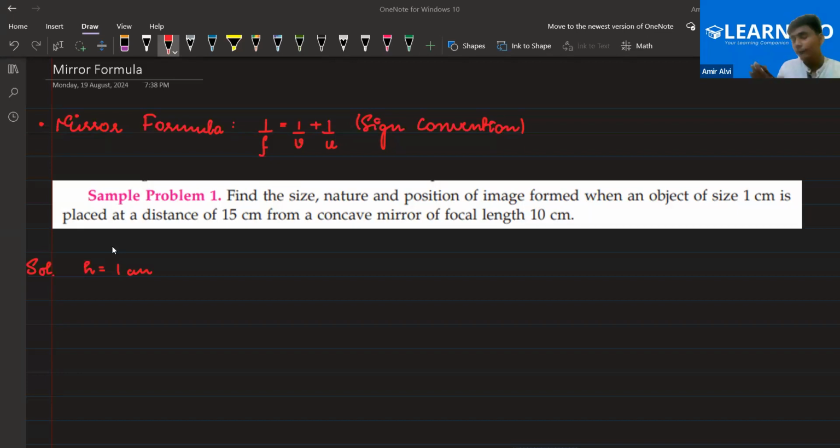If it's lower, if it's basically downwards from the principal axis, it would be -1, right? At a distance of 15 centimeter from the concave mirror. So the object is placed at a distance of 15 centimeter from a concave mirror. Now tell me what is the object distance, everyone, in this case?